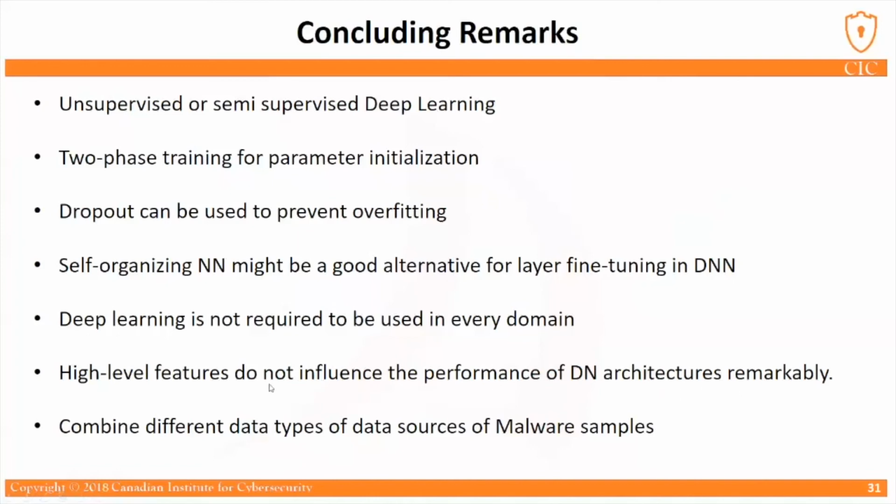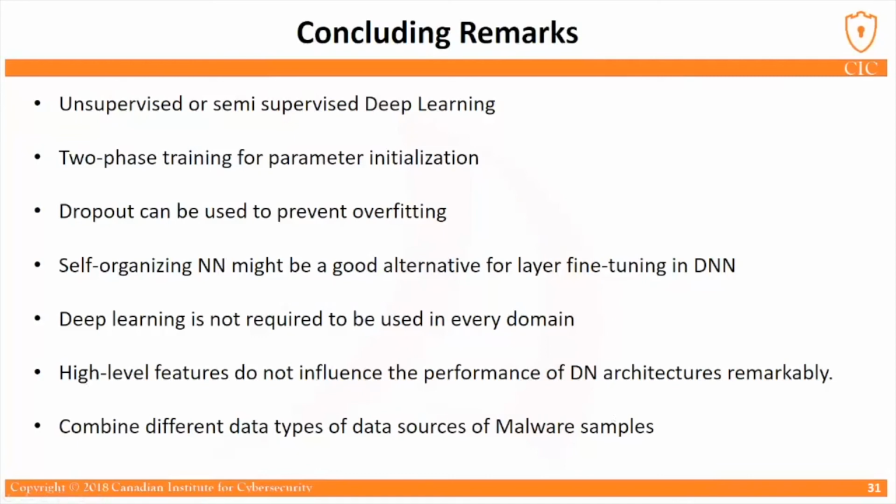And high-level features do not influence the performance of deep network architectures remarkably. This is a very important conclusion that we can make. So it is highly recommended that we use deep learning in domains where we have raw data. So we don't need to pre-process the data that much. That is the main goal of using deep networks, that they work on the raw data. If we process the data and then feed it into a deep network, it doesn't have that much value.